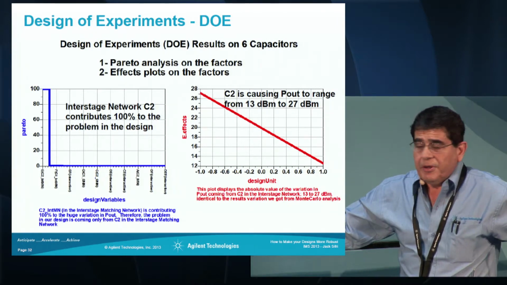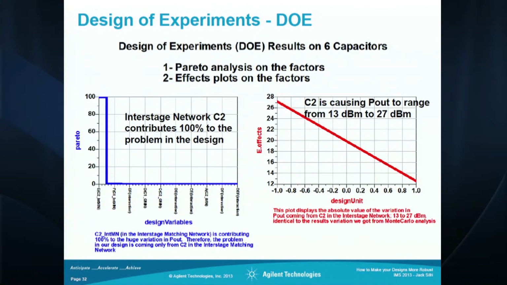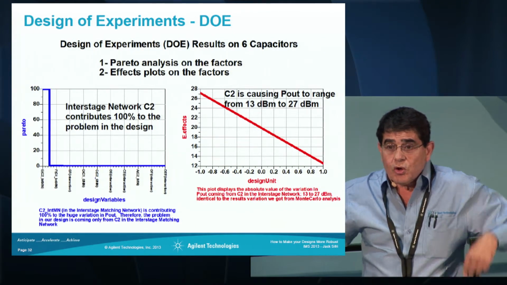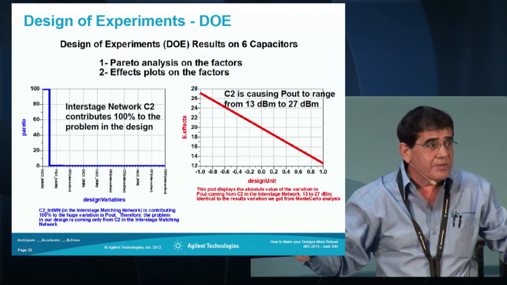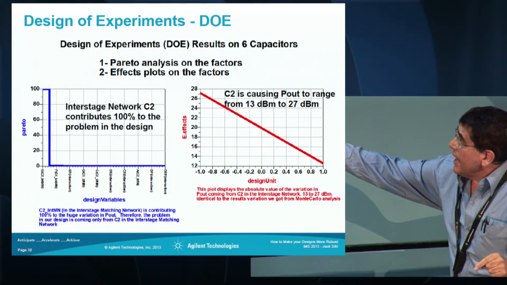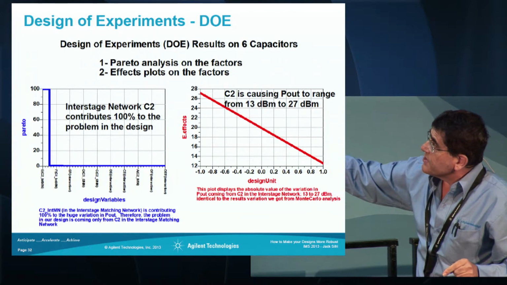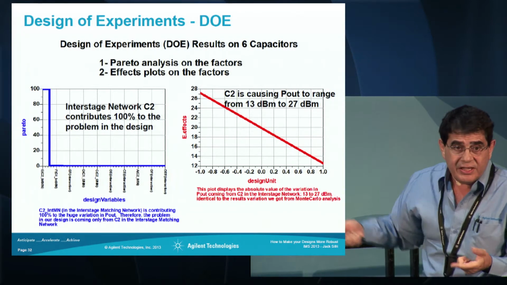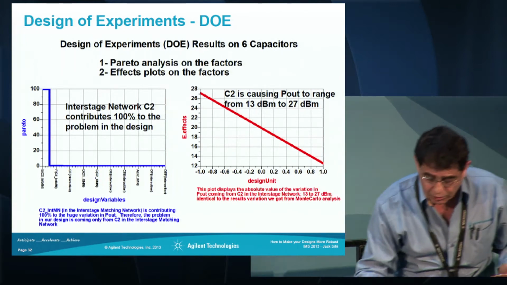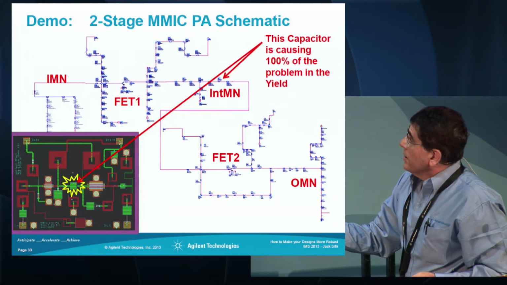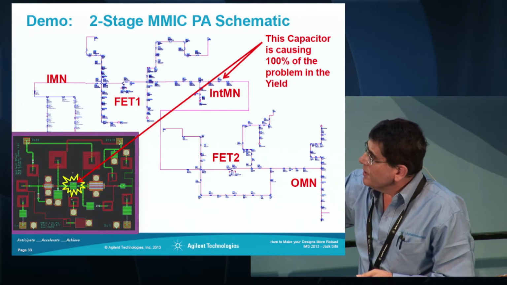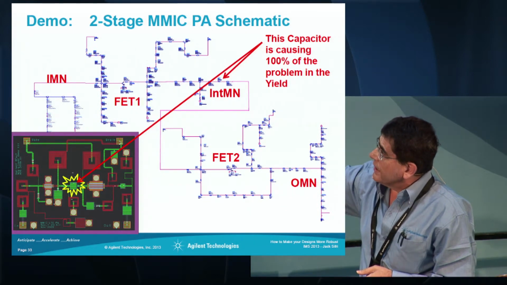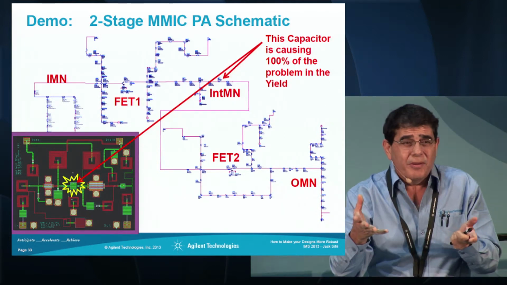What is DOE telling me is 100% of my problem in the yield is coming from capacitor C2 in the interstage matching network. So now I know exactly what's causing the problem, C2 in the interstage matching network. And it's telling me that the power output is ranging from 27 to 12 dBm, just like the yield Monte Carlo told me. And this is the capacitor C2, and it's right here in the schematic. You know, it's like an X-ray machine. It really tells me, pinpoint, this is the problem, what's causing the problem.